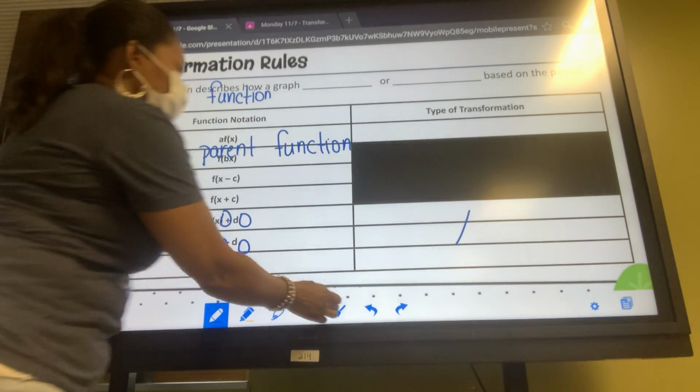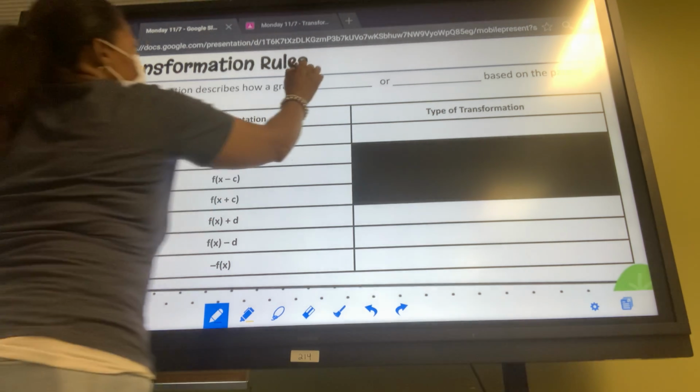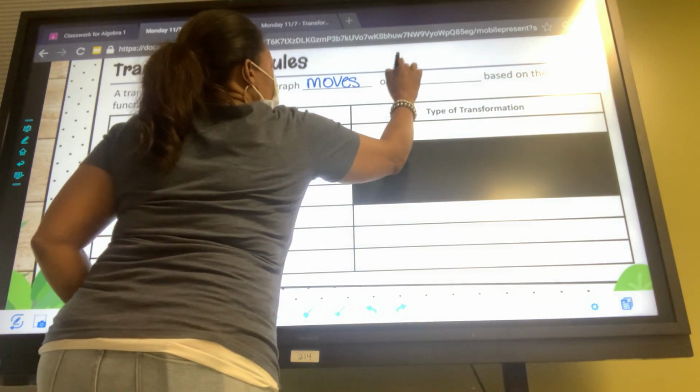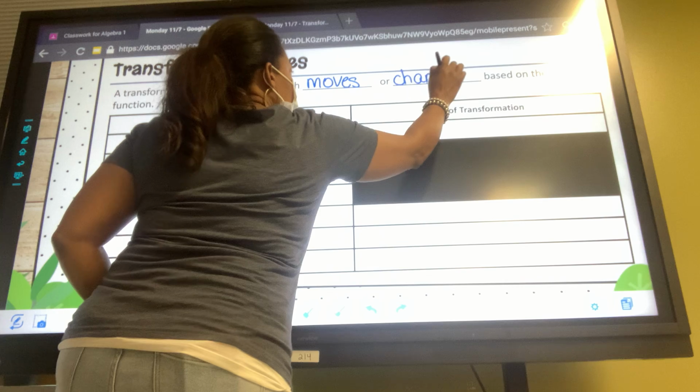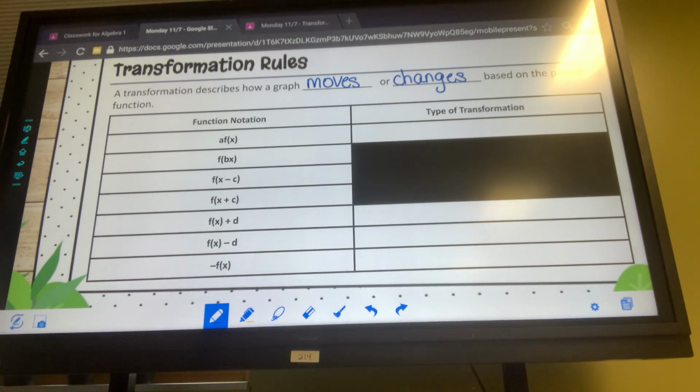Fill in this table. A transformation you should have learned in about the 5th grade. You should have learned reflections, translations, and rotations. Those are all transformations. A transformation describes how a graph moves or changes based on the parent function. So it's going to move or change.